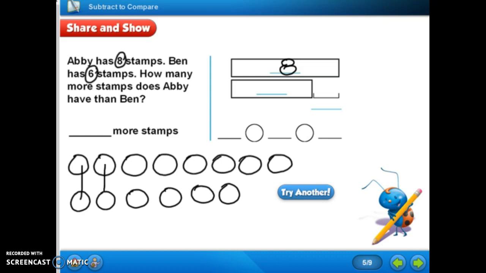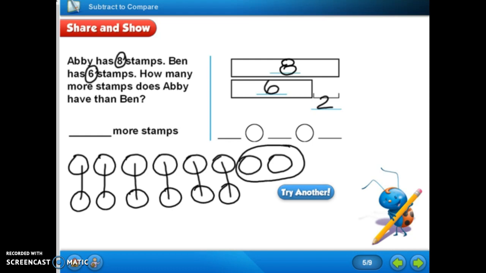1, 2, 3, 4, 5, 6. All right. So I had 8 and I connected them to the 6 stamps that Ben had. So I'm going to put that in my shorter box. How many stamps didn't have a match? That's right, 2. So that number is our missing number.